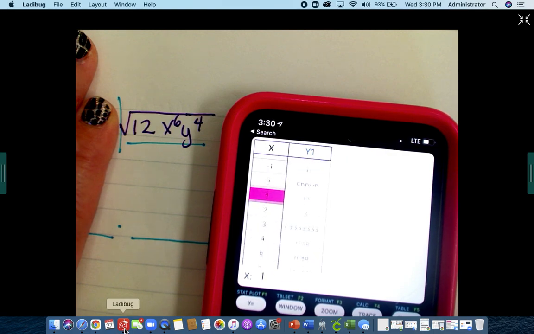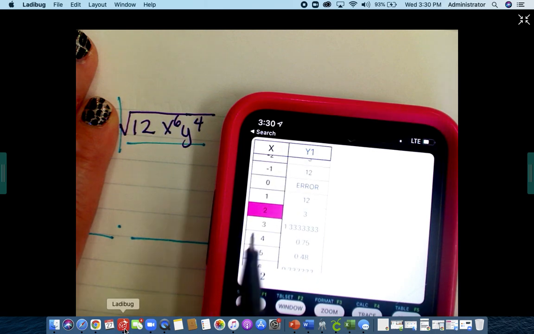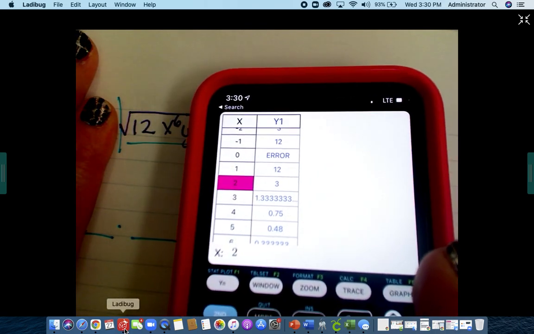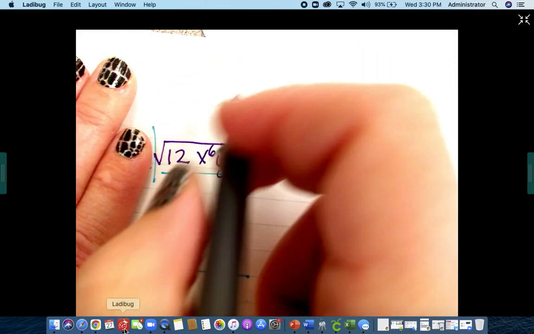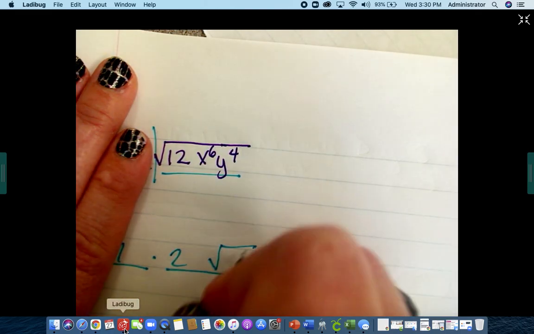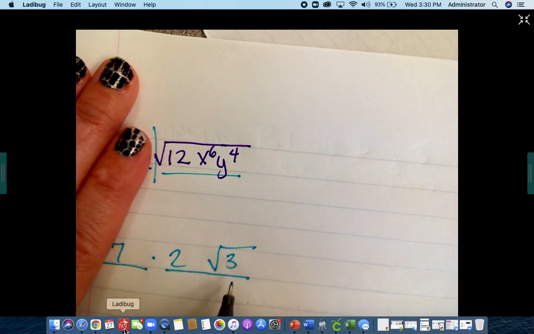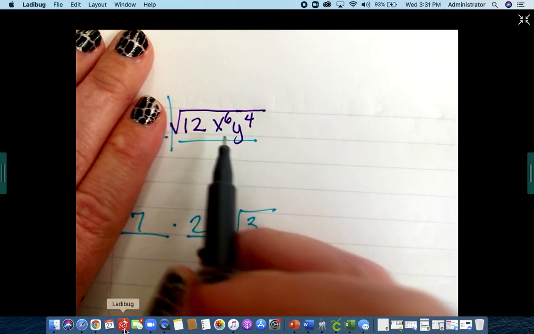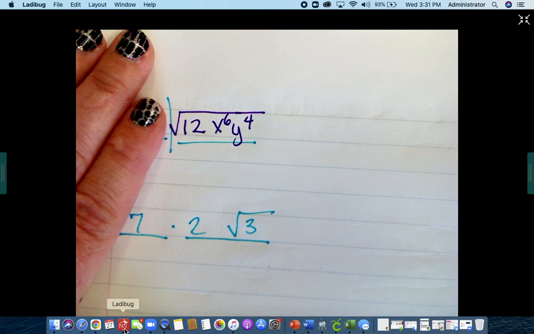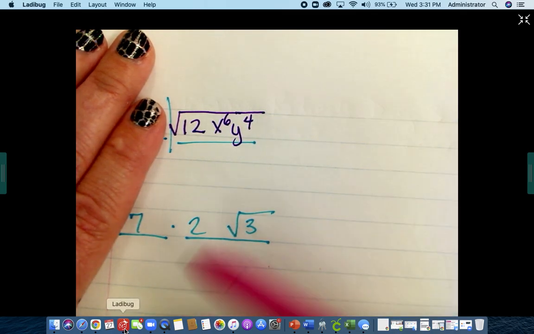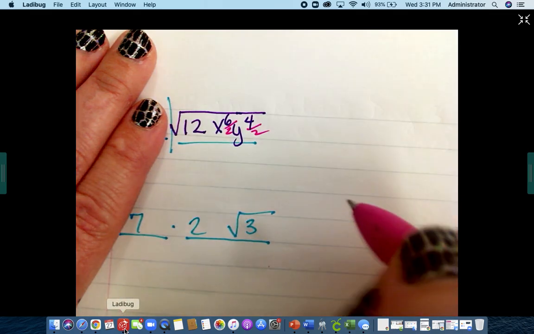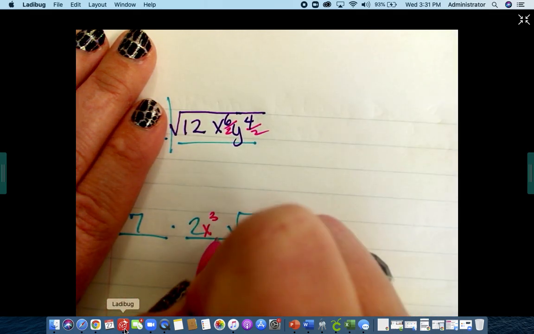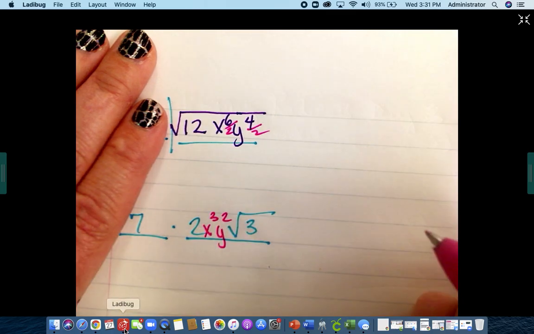My last integer ordered pair is 2 and 3. Okay, 2 and 3. So that tells me I have 2 square root 3. But notice how I'm leaving space so I can write in my variable terms. Remembering that for x to the 6th, y to the 4th, if it's even, all I have to do is divide by the index. So that would give me x cubed and y squared.